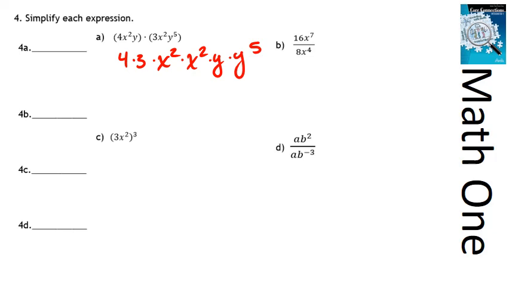So when I see this, in this order, it's still all multiplication, but maybe I can start to see that 4 times 3 is 12, and in terms of my x's, I have 2 factors of x and 2 more factors of x.